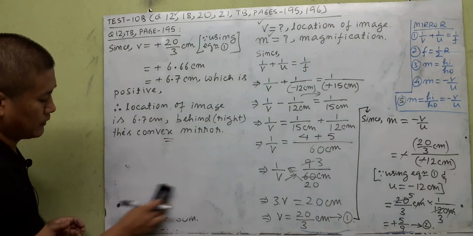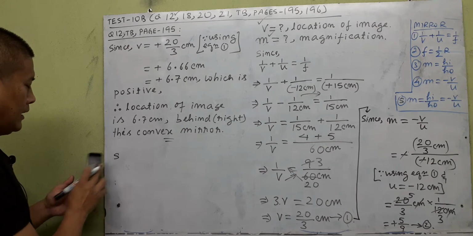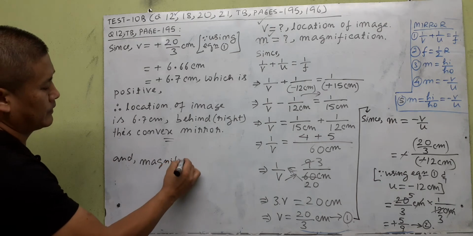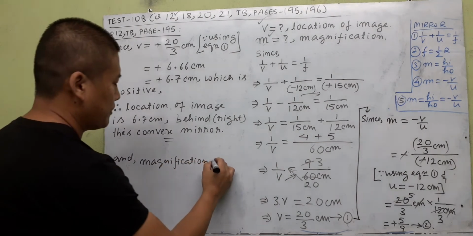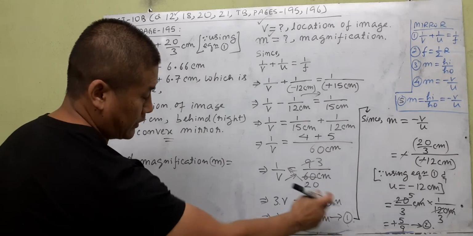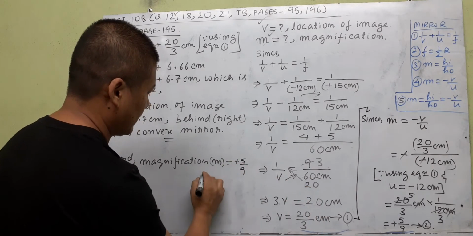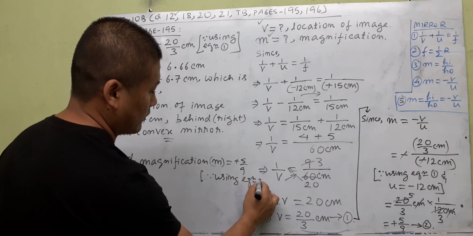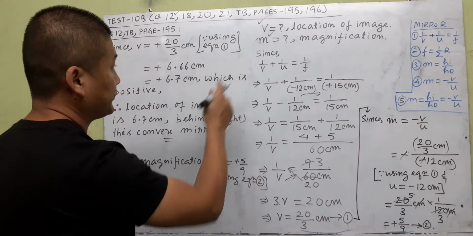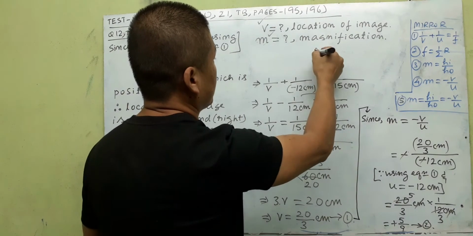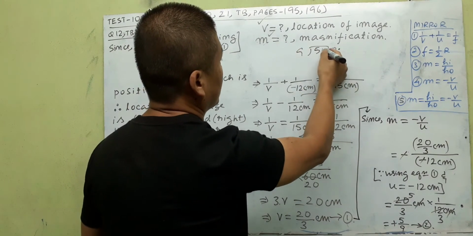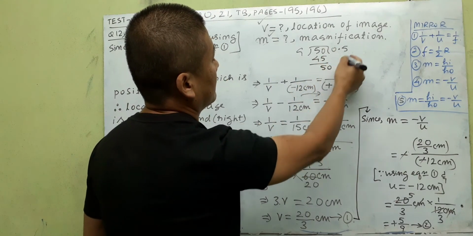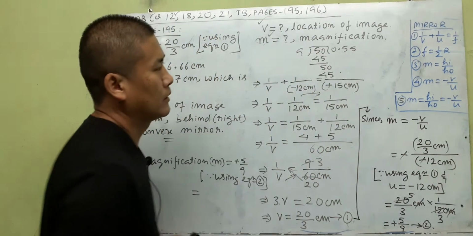Then second answer, they're asking for magnification. So you write here, they're asking for magnification. Magnification M is equal to plus 5 by 9, as you get this one by using equation number 2. And please proceed and divide this one. So here, if you divide this, 5 divided by 9, 0 point only, then it will go because 5 is less than 9. 9 5s are 45. So you can stop there, okay?